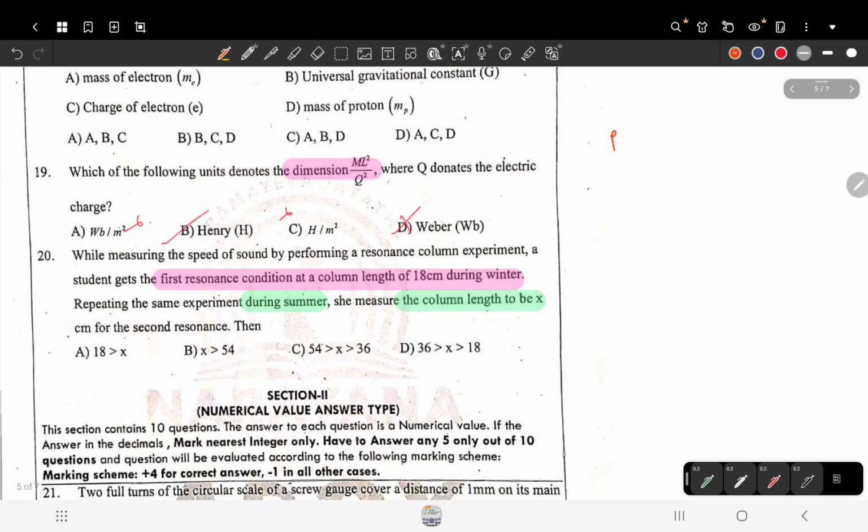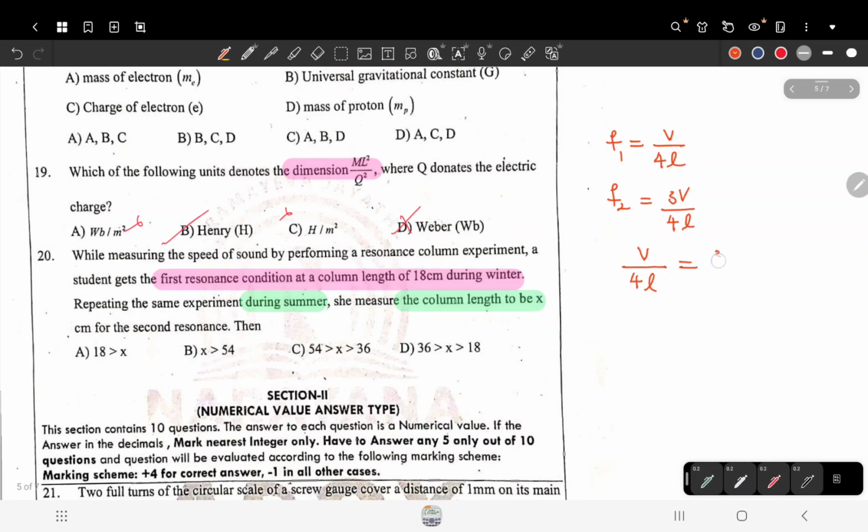So we know that the first resonance will occur at V by 4L, and we know that the third resonance will occur at 3V by 4L. You guys already know this logic. So 3V by 4L. Therefore, it is a resonance, so the frequency will be the same. Nothing but we can equate both.